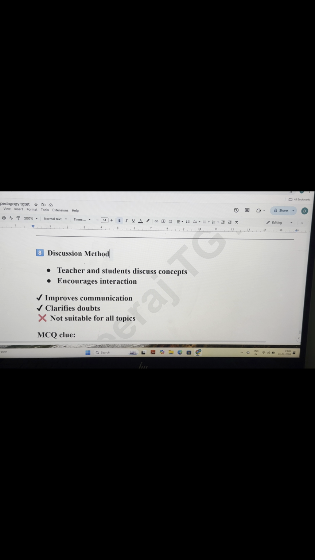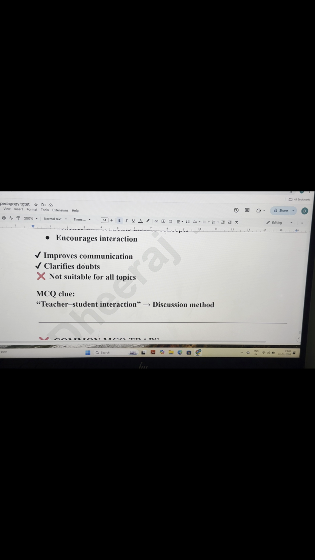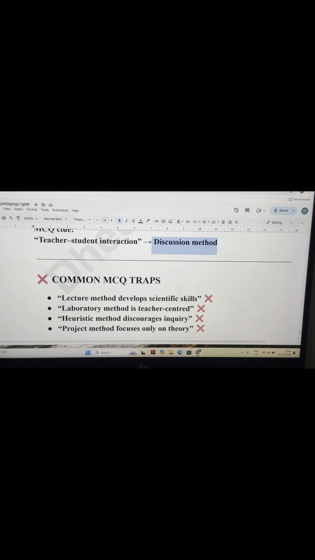Next is the discussion method. Teacher and students discuss the concepts. Interaction and communication are developed. It encourages interaction, improves communication, clarifies doubts. It is not suitable for all topics. There may be some topics which cannot be discussed in a group, so it is not suitable for all topics. Teacher student interaction happens in discussion method.